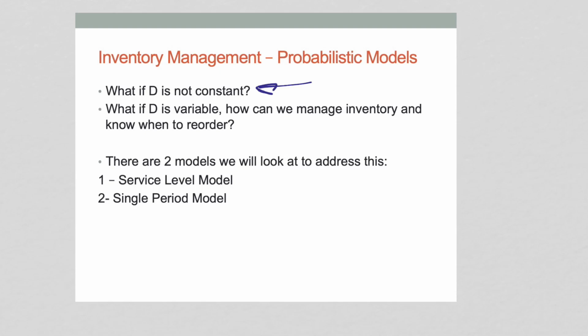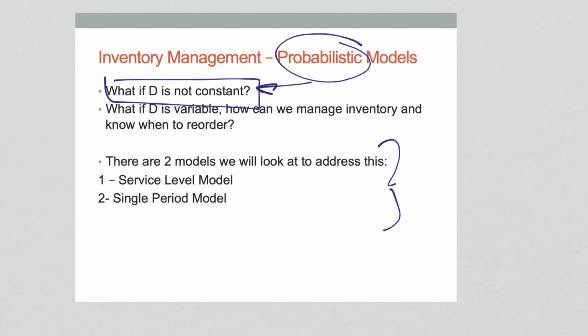We've got two models that we're going to talk about here, which is part of the course. Two models that are known as the probabilistic models. And what that means is that the D, the annual demand, is not constant, it's variable. So how do we manage the inventory when D changes from month to month or even sometimes day to day? So there's two models that we're going to look at. The first is the service level model, and the second is the single period model.